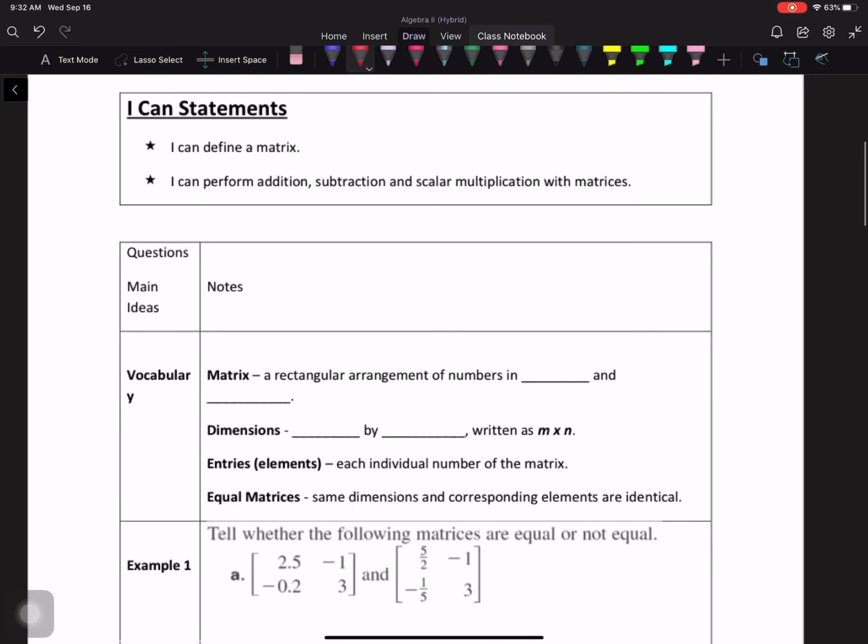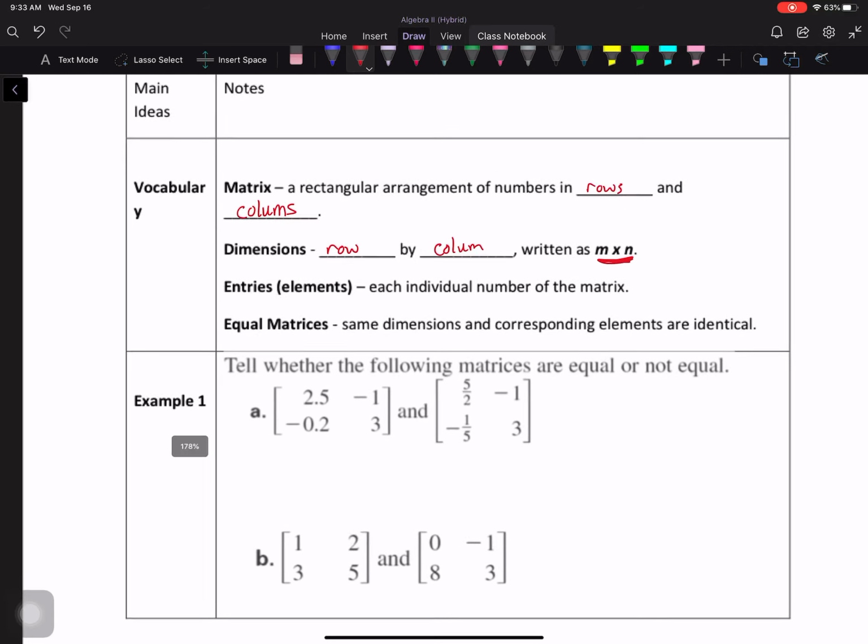So, starting off with some vocabulary, a matrix is a rectangular arrangement of numbers in rows and columns. The dimensions of a matrix are given by row times column, usually written as m times n. That's going to be important when we jump into not scalar multiplication, but matrix multiplication. The entries or the elements are each individual number of the matrix. Equal matrices have the same dimensions, and each corresponding element is the exact same.